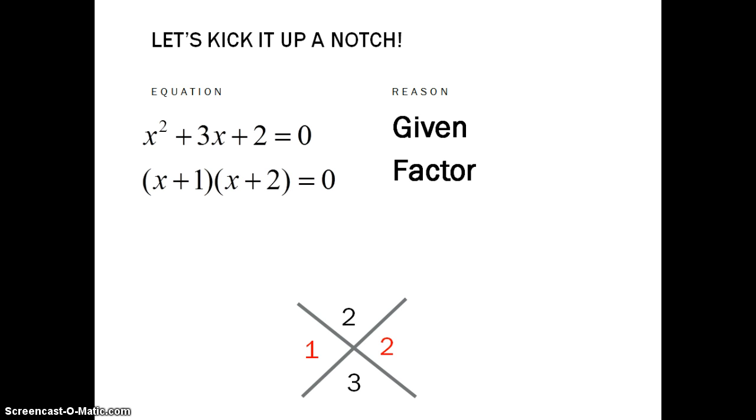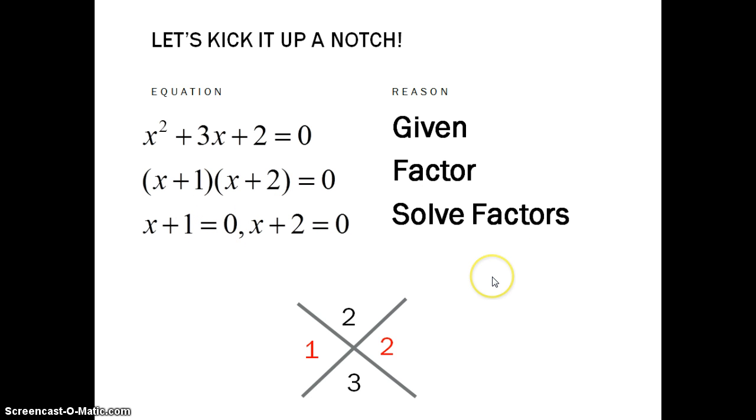Next step, I have factors, but I still need to solve. The way that you solve factors is you set them equal to 0. So I have x plus 1 is equal to 0, and x plus 2 is equal to 0. What did I do on this step? I solved my factors. And then finally, we want to get two different answers for x.